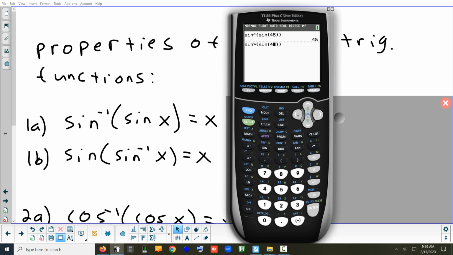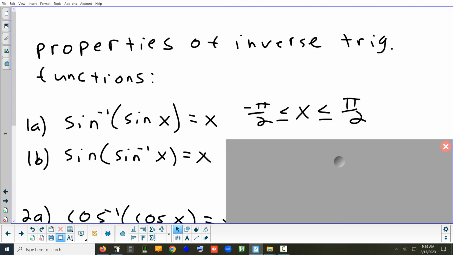Okay, here's another one. You could type in 84. And sine and inverse sine cancel each other out, and I get back whatever I started with. But this only works if you pick an angle that's between the original two numbers that we said it had to be.